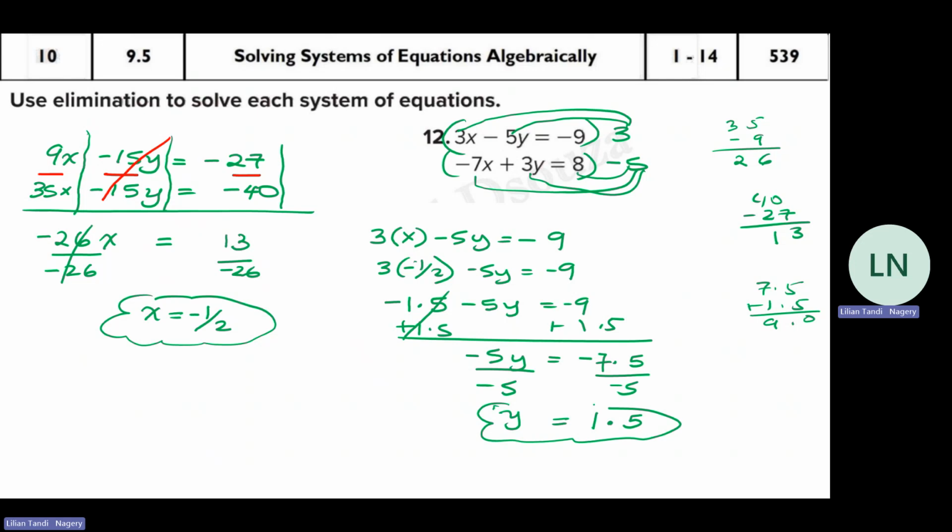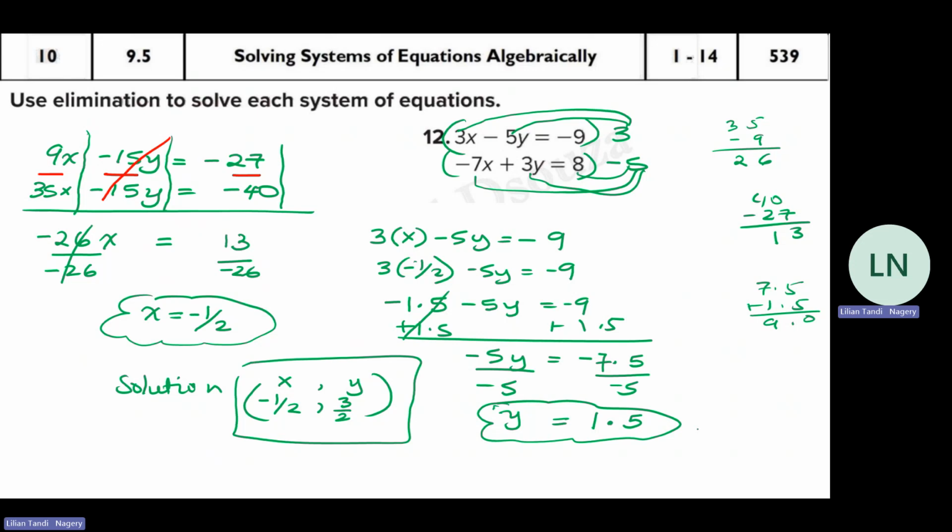So this is that. And then I write my solution. X comma y, negative half comma 3/2. Okay? And you box your answer. If you put this in the calculator and press S to D, it should give you 3/2. 1.5 is written 1.5. Change it to an improper fraction. 2 times 1 is 2 plus 1, 3. So that's how I got 3/2.